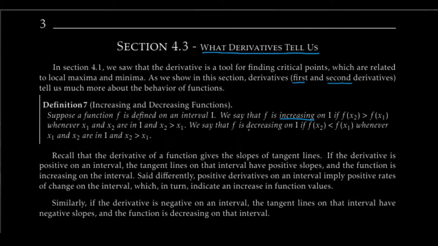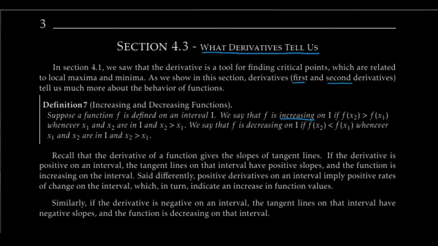Similarly, we'll say that a function is decreasing on the interval I if f of x2 is less than f of x1 whenever x1 and x2 are points in I with x2 greater than x1. So decreasing functions reverse the order, i.e., decreasing functions send bigger inputs to smaller outputs. Okay, fair enough. Is it going up or is it going down? Increasing and decreasing, fair enough.